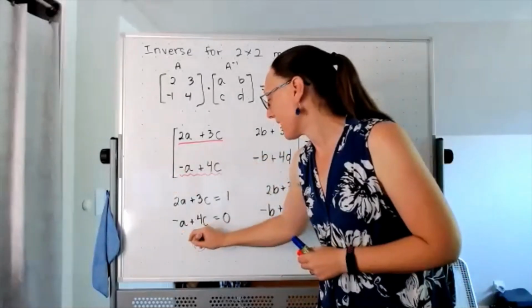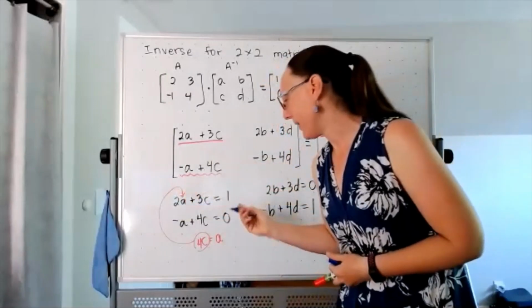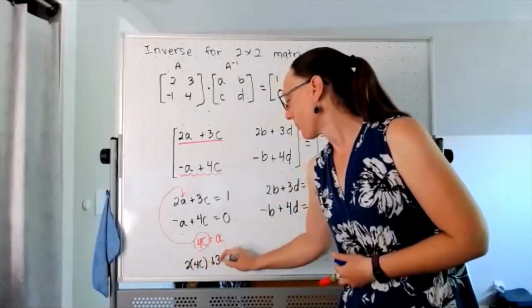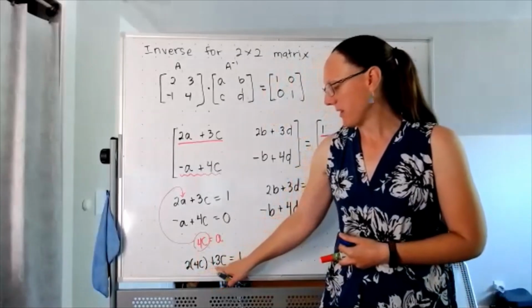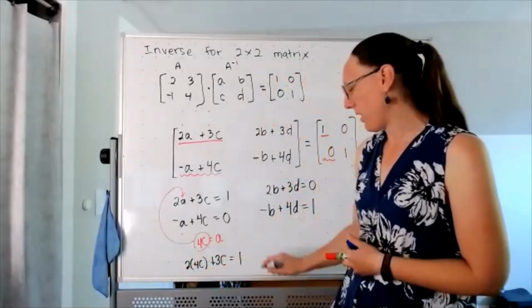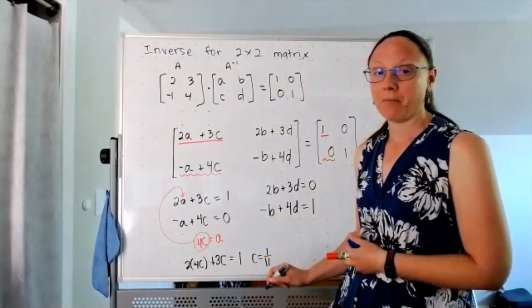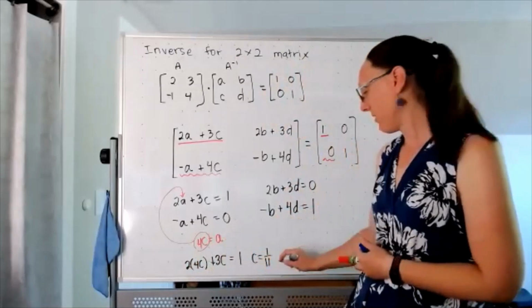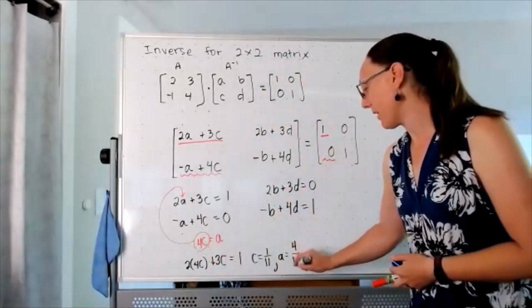So if I do that and I take the 4C and I plug it into that top equation, I'm going to end up with 2 times 4C plus 3C is equal to 1. 8C plus 3C is equal to 1. So 11C is equal to 1, or C is equal to 1 divided by 11. Well, if C is equal to 1 divided by 11, then I also know what A is. A must be 4 times that, or 4 divided by 11.